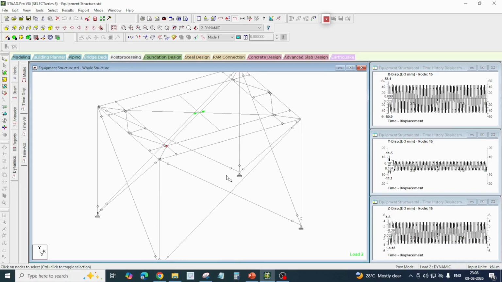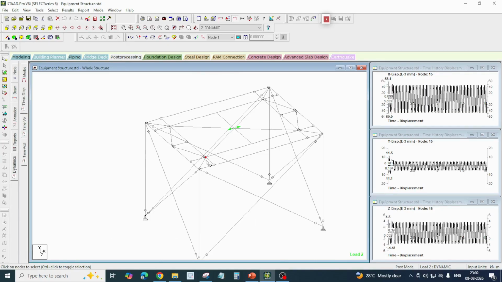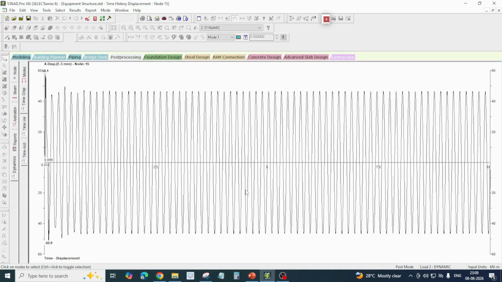But the machine will vibrate along the x-axis. So along the x-axis, let's check. So it has passed marginally, right? So 50.9 micron, but our allowable limit is 50 micron. And also here in positive it is 58.